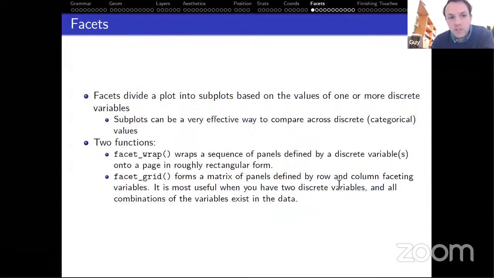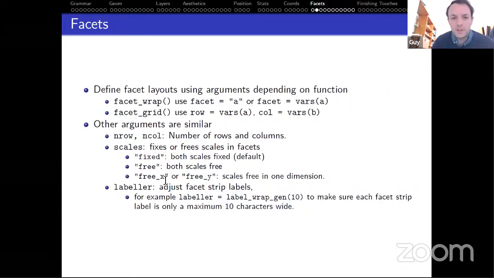Okay, so that was the coordinate system, and like I said, there are four of these other optional ones. Probably the most useful one to know is the facets. Facets divide the plot into subplots based on values of one or more discrete variables. So they can be a very effective way to compare across different categories. There are two functions to do facets. One is facet_wrap, which works when you're using one categorical variable. The second is facet_grid, which allows you to create a matrix of plots based on two categorical variables, a cross-classification of the data.